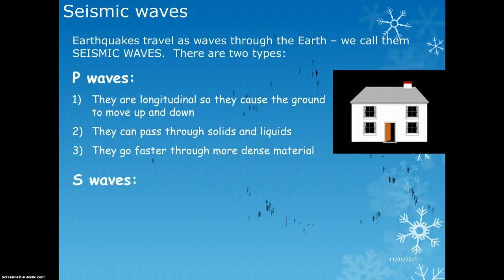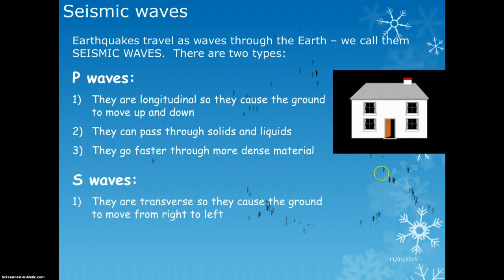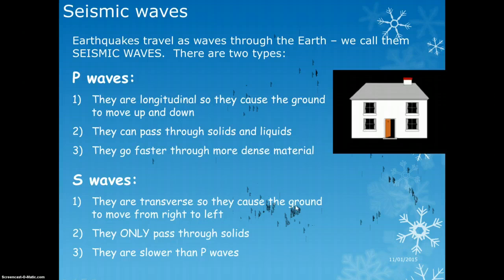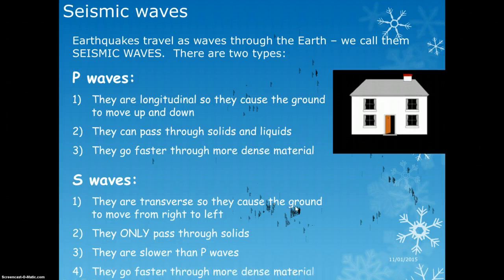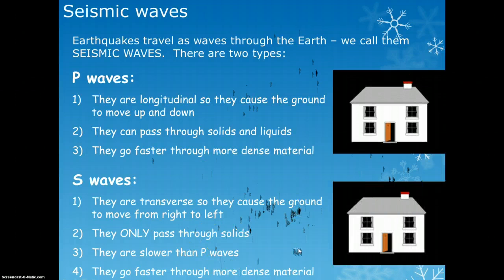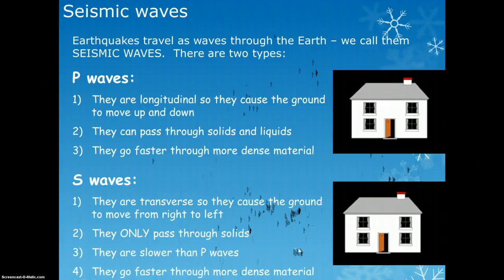The second type are S waves, which stands for secondary waves because they get there second. They travel slower than P waves. These are transverse waves, so they cause the ground to move from right to left. They only pass through solids, and they go faster through more dense materials as well, same as the P waves do. And they would cause the house to move from side to side instead of up and down. Okay.